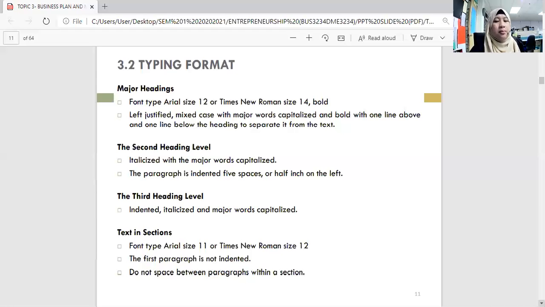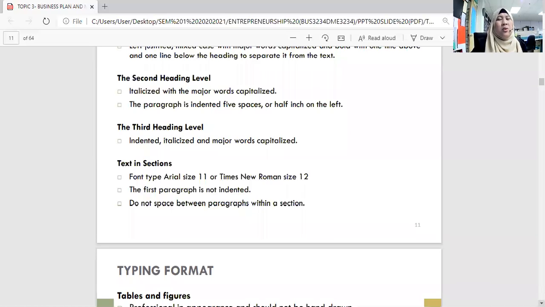And then for text in section, the first paragraph is not indented. Tak perlu space untuk first paragraph. Bukan space lah, diberi ruang. Do not space between paragraph within a section.